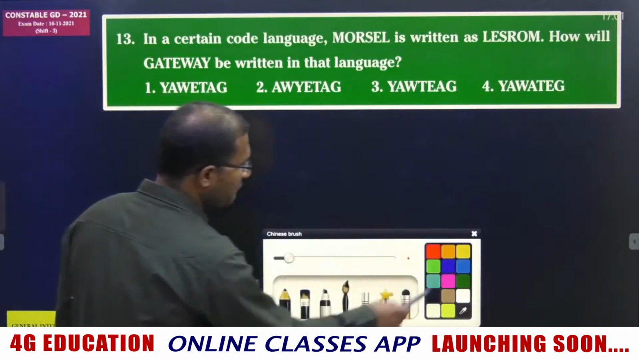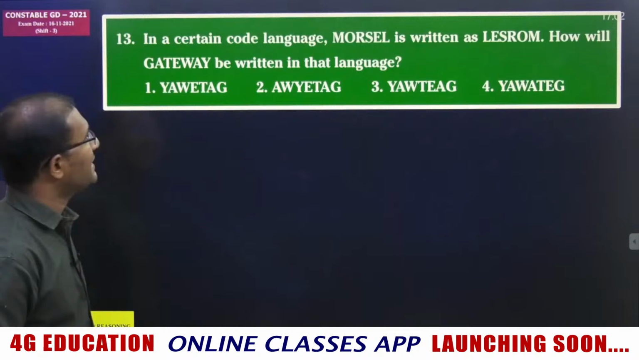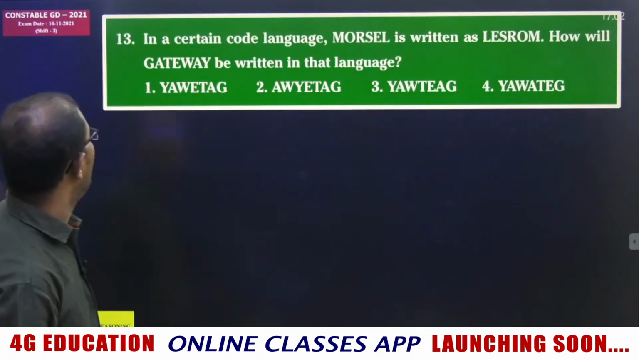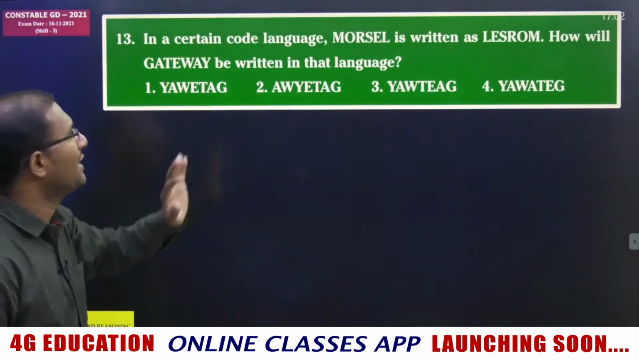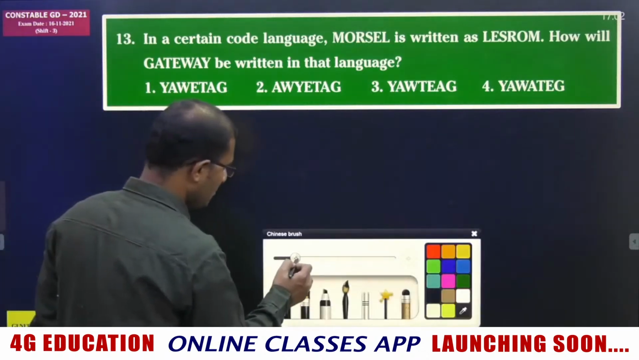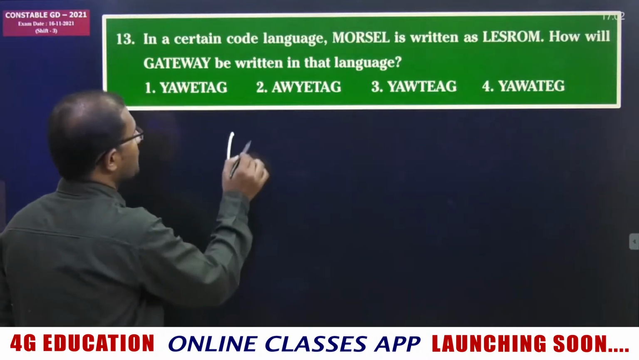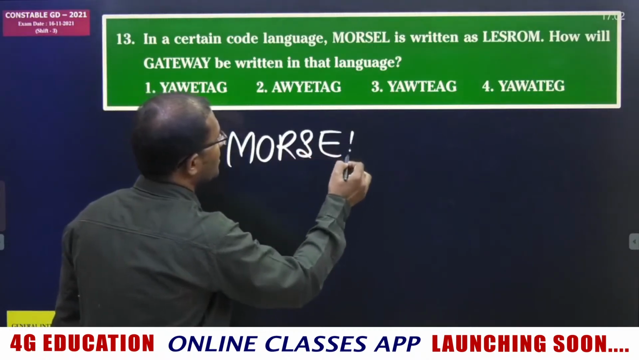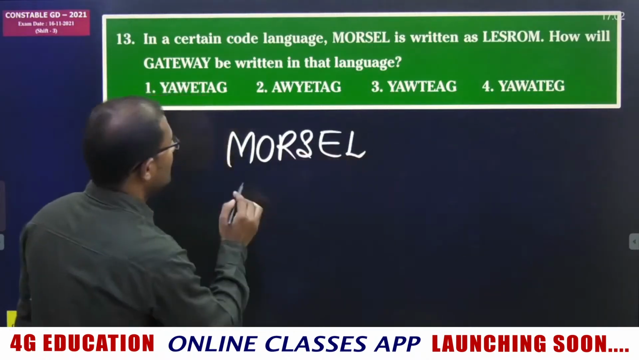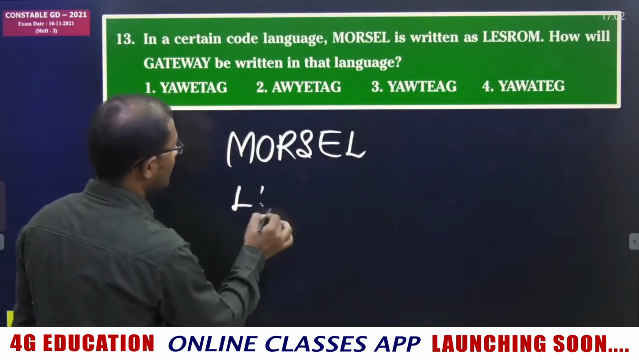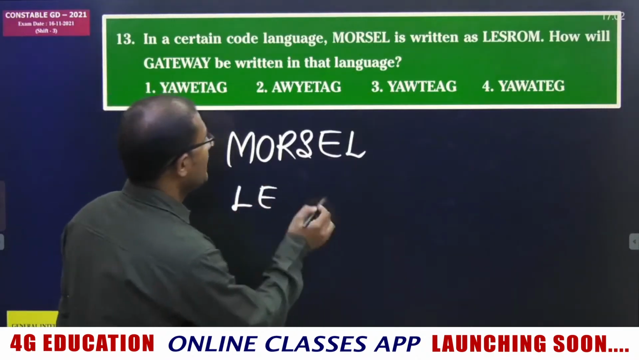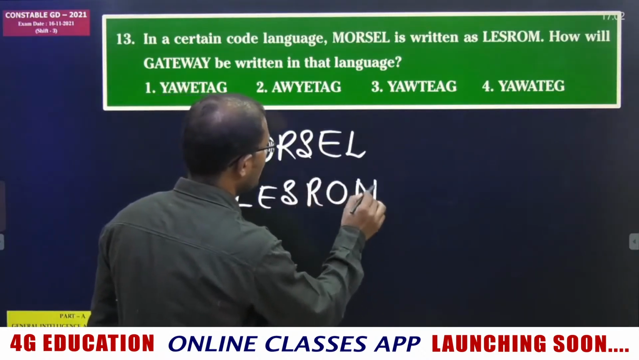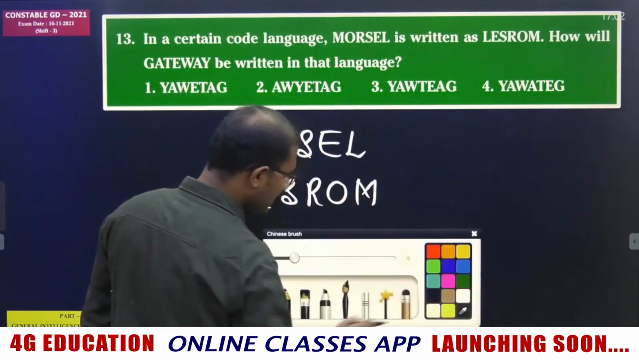13th question. From coding decoding, one question is given. In a certain code language, Morsel is written as LESROEM. How will gateway be written in that code language? For the given word Morsel, the given code is LESROEM. So here the logic is what?